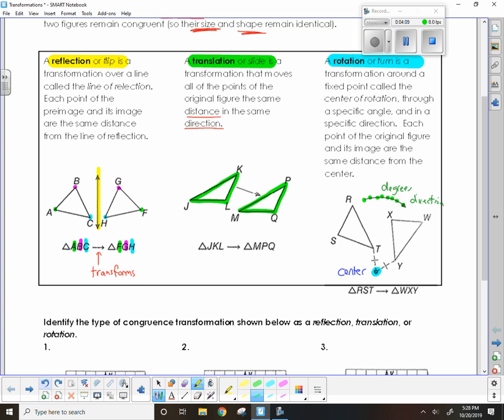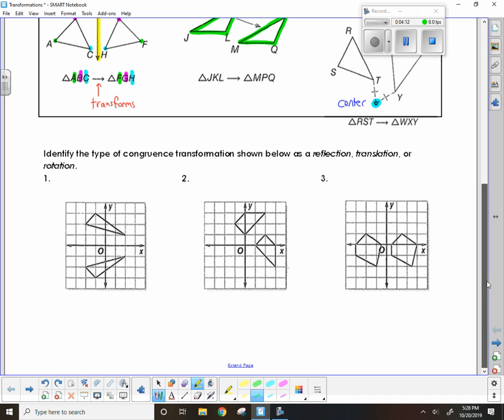All right, so what we're going to do is let's look down at these and let's just take a second. I want you to pause the video and look at each figure and write down if you think it is a reflection, a translation, or rotation.